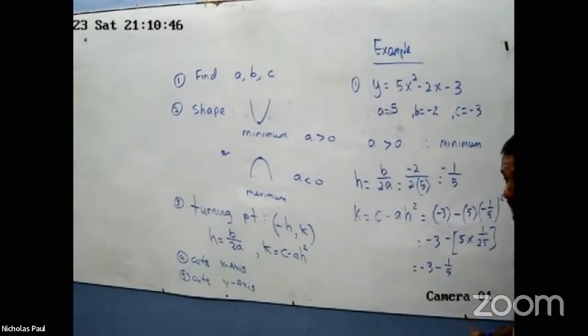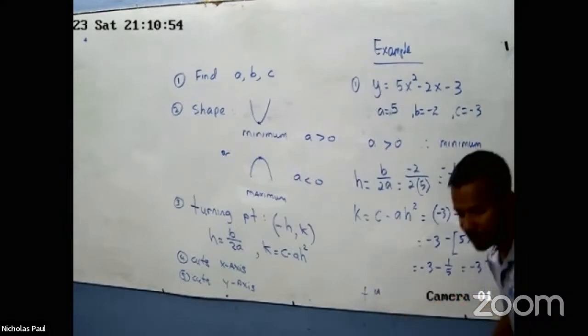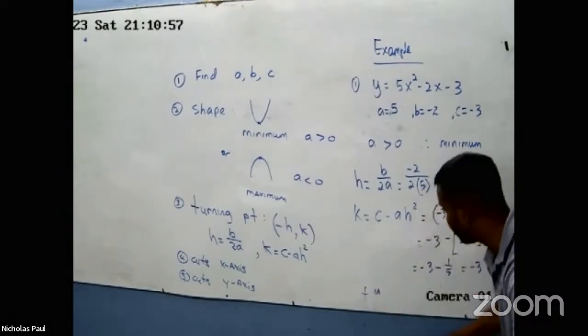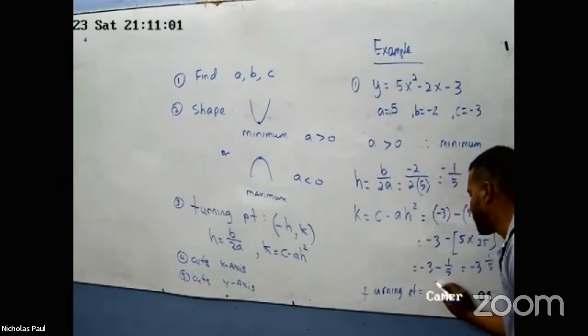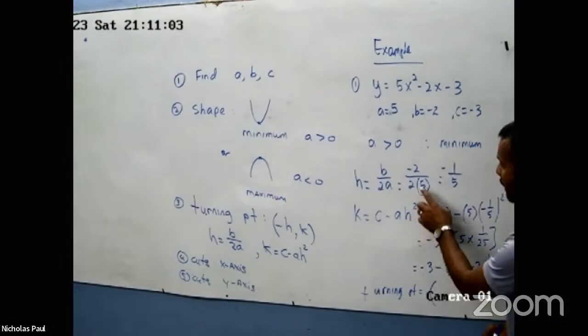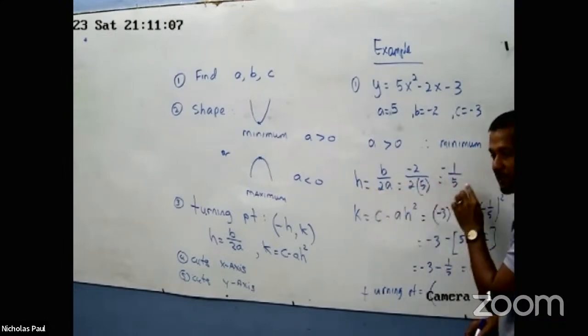Everybody okay with that? Yeah? And then that will give us minus 3 and 1/5. Now we're done. We could tell them that the turning point is equal to minus H. So if H is minus 1/5, what is minus H?